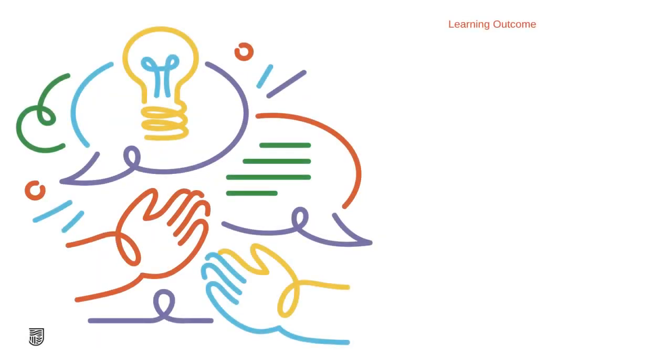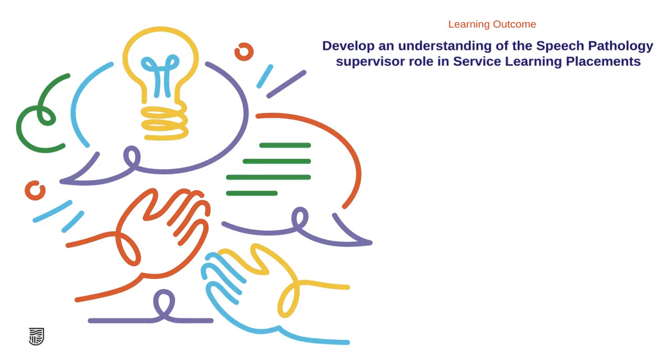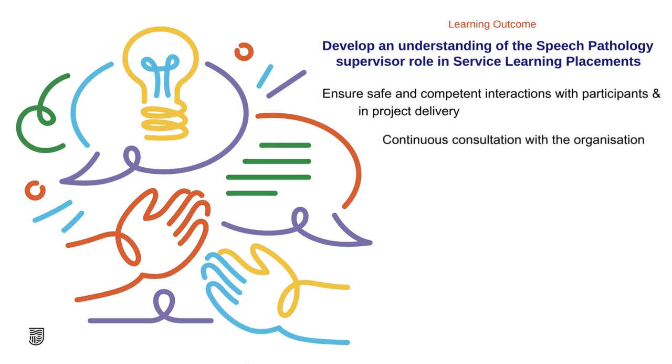Moving on to learning outcome number 2, develop an understanding of the speech pathology supervisor role in service learning placements. One of the main roles as a supervisor is to consistently focus on the learning opportunities provided by the project and continuing to consult with the organisation in a safe and competent manner. You help the students educate the organisation on what speech pathology may have to offer that is relevant to their organisational goals and priorities. This may include upskilling health practitioners on age norms for communication development, creating a cheat sheet for preschool staff on school readiness, or providing education to staff offering thickened fluids in a nursing home.